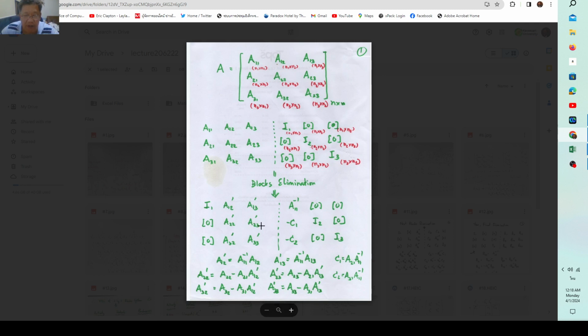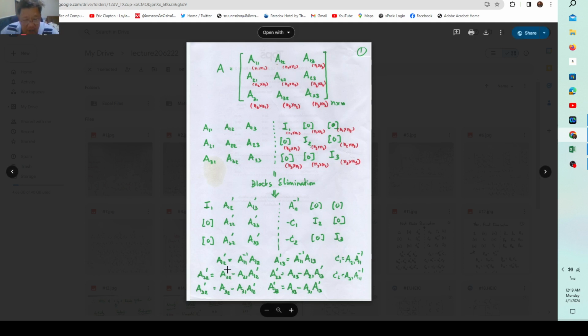You get here. And then you can see that when A21 is multiplied by A11 inverse and then subtracted from the original 0, it becomes this value. If you have A21 times A11 inverse, and then you add the subtract sign over here, minus, and you call this C sub 1. So this one is A21 multiplied by A11 inverse and subtracted from the original 0 value, becoming minus C sub 1. C sub 1 is a submatrix resulting here, right? The same for A22 prime, A23 prime, and C1.